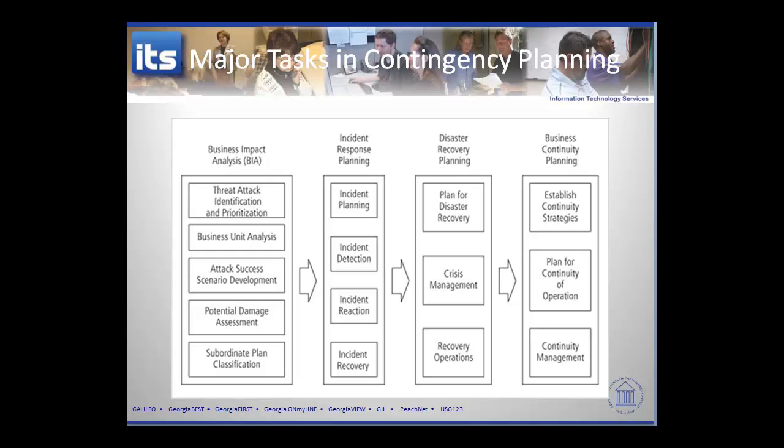What would you do within the organization to handle that damage and respond to that attack, given your business unit and the possible threats that are out there.